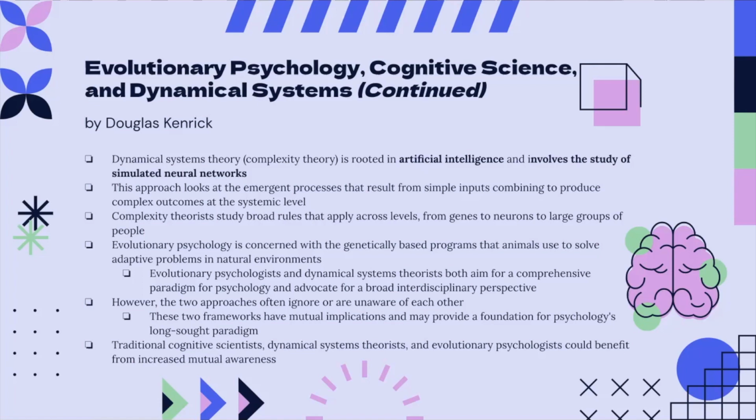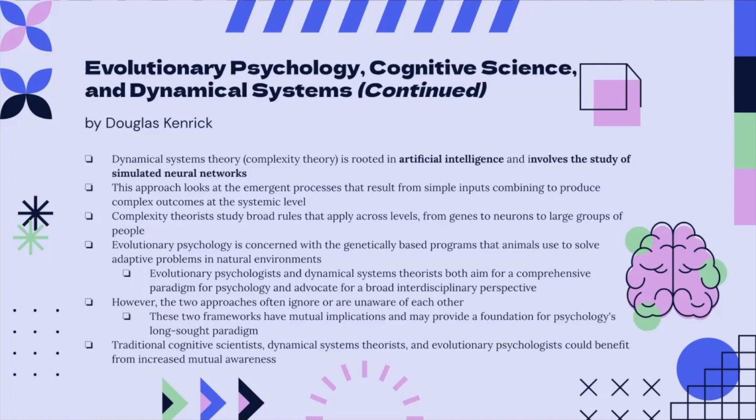He considers animals and humans when looking at our brains and seeing how we operate through logic and complex problem solving. Evolutionary psychologists and dynamical systems theorists both aim for a comprehensive paradigm for psychology and advocate for a broad interdisciplinary perspective. Just because when we look at each subdivision within psychology or cognitive science, there is not one answer. There is no strict place for information. There is a mixture of all.